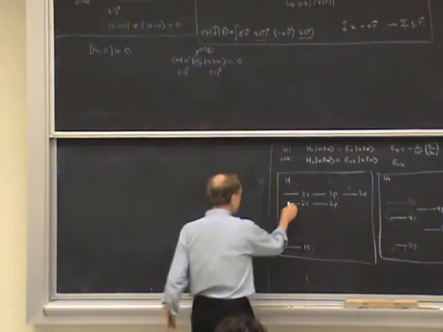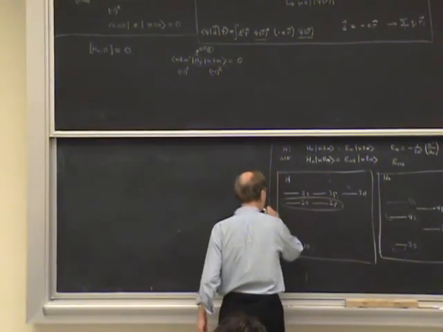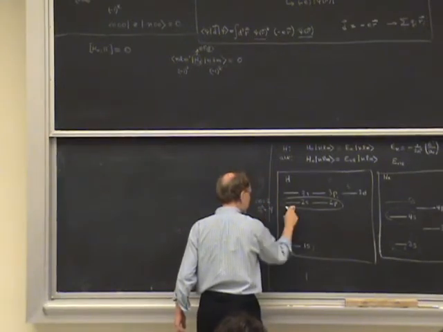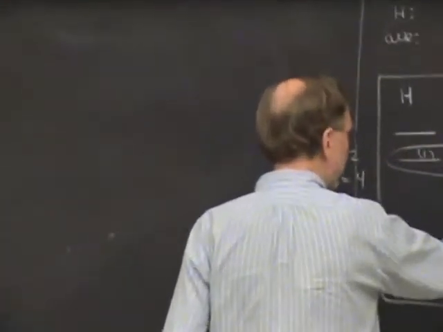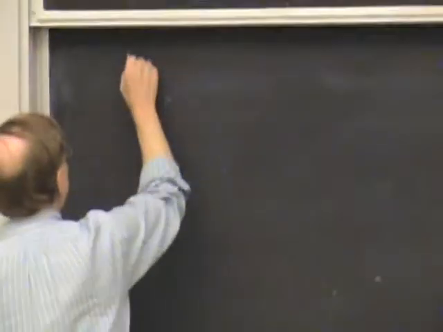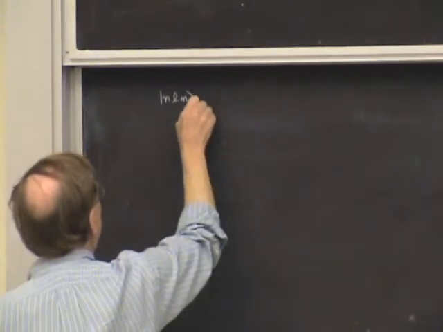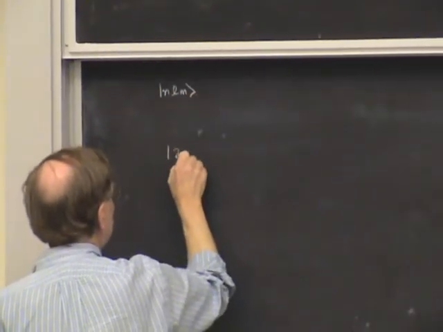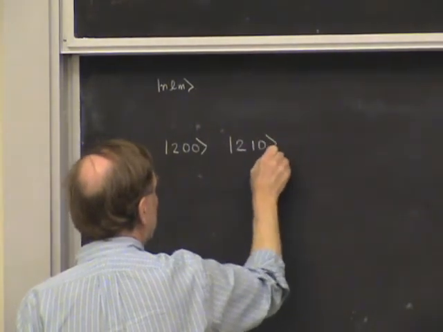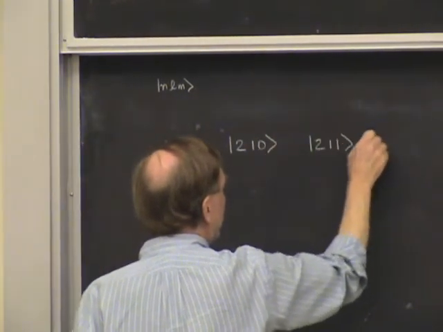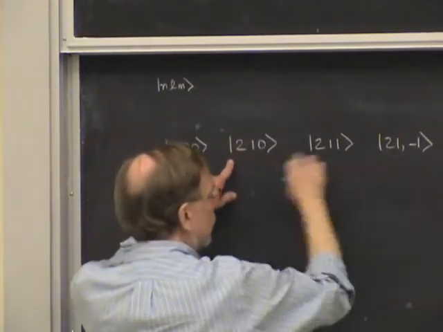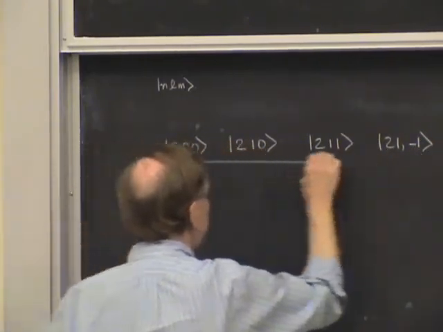anyway, let's take a look at this level here. This is the n equals 2 level of hydrogen that has 2 squared equals 4 states. There's 1 here and there's 3 there. And what are these states? Let's list them this way. This is going to be in the notation n l m. So the 4 states are, first of all, 2, 0, 0. That's the 2s state. And then there's a 2, 1, 0, a 2, 1, 1, and a 2, 1, minus 1. These are the 3 states of the 2p level, like this.